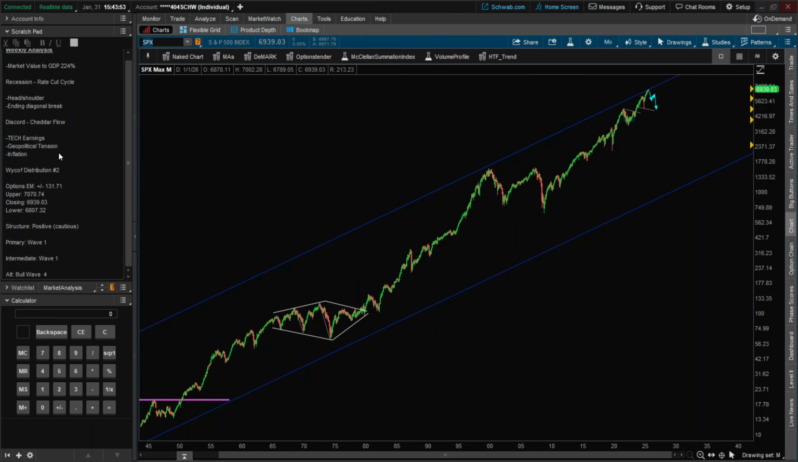And we're looking at tech earnings kind of completing next week with Amazon and I think it was Google, and Nvidia will come later in the month of February. And then geopolitical tension, that's all over the place. That's all we hear and see on Twitter or X and all the news. I don't really watch the news, but inflation.